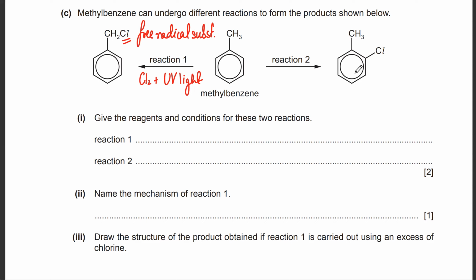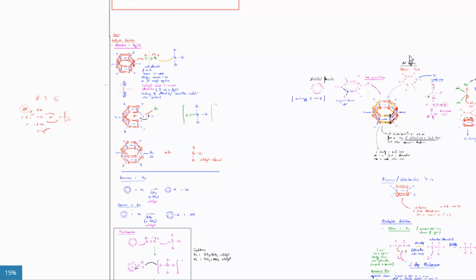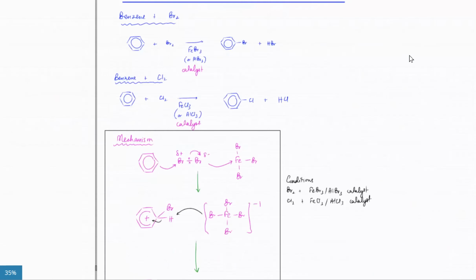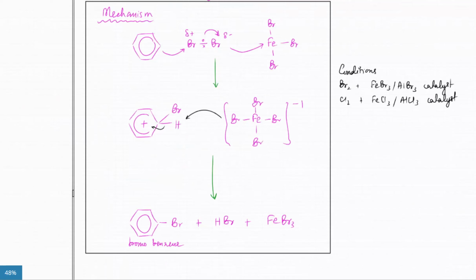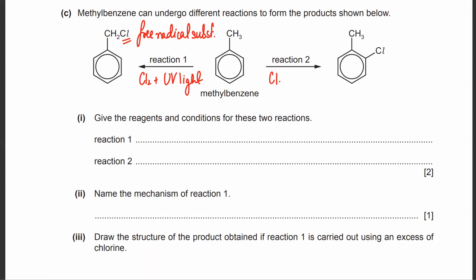How do you put a Cl into the benzene ring? That is electrophilic substitution. You would need a Lewis acid, aluminum chloride. This is electrophilic substitution. You can use aluminum chloride or even FeCl3. I mean, this is for bromination, so these are the conditions written: FeCl3 or AlCl3. So the reagent is again Cl2 plus FeCl3.